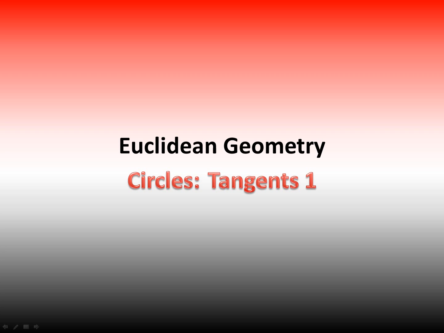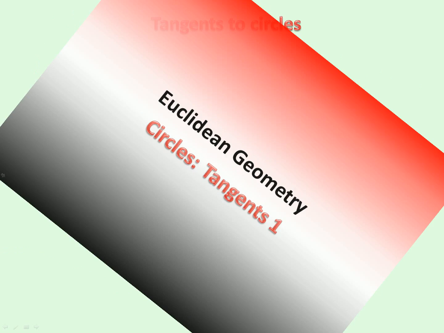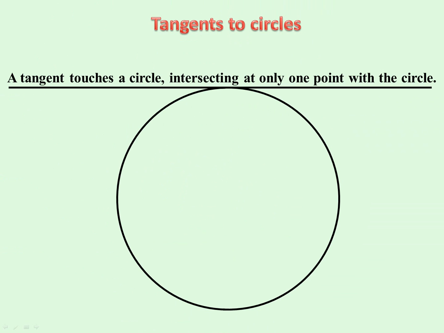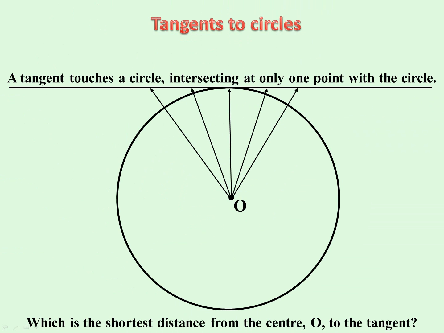Circle geometry, tangents, part 1. We should all know, of course, that a tangent touches a circle, only intersects at one point with the circle. And there's the center O.